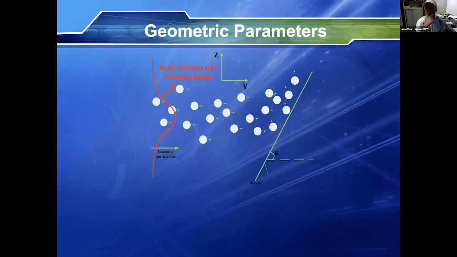There are going to be a few geometric parameters that we're going to introduce. The first one is that we're going to randomly choose the Z location. Z is the location perpendicular to the flow. The input locations of the particles are going to be distributed according to some given distribution, so the Z location of the particles will be random. We're also going to have a distance between adjacent particles, and again, that could be random.